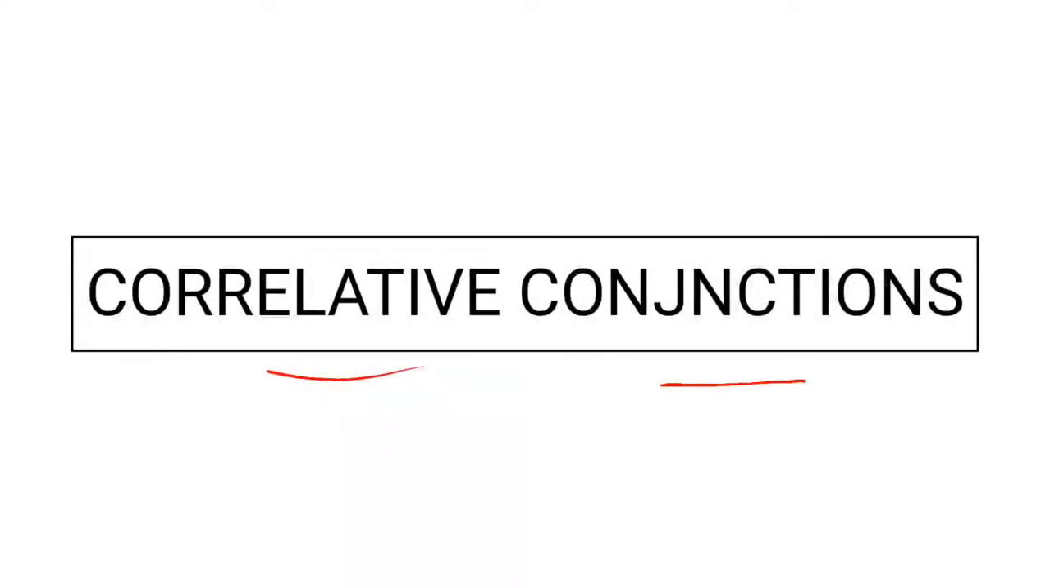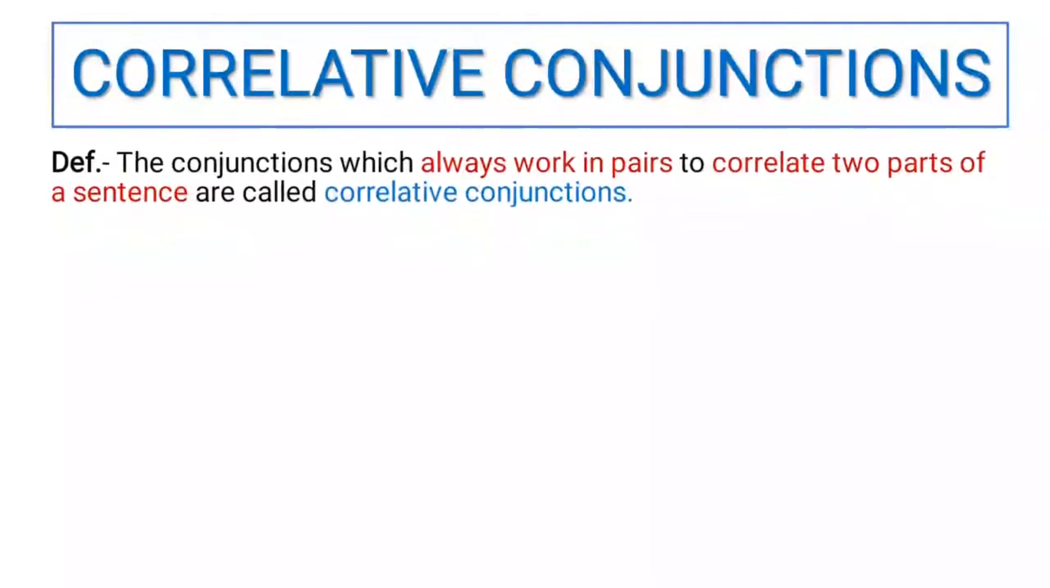To understand these conjunctions, we need to know the meaning of the word correlative. And correlative means having a mutual relationship, or you can say a word or a concept that has a mutual relationship with another word or another concept. And now, as we have understood the meaning of this word, it will become very easy to understand correlative conjunctions. Let's look at the definition of correlative conjunctions.